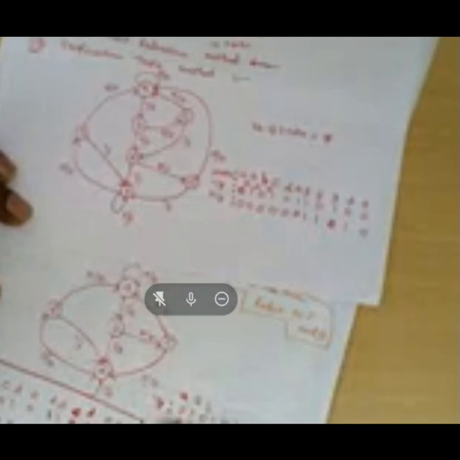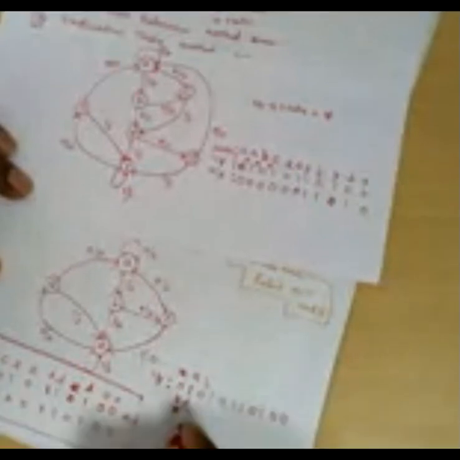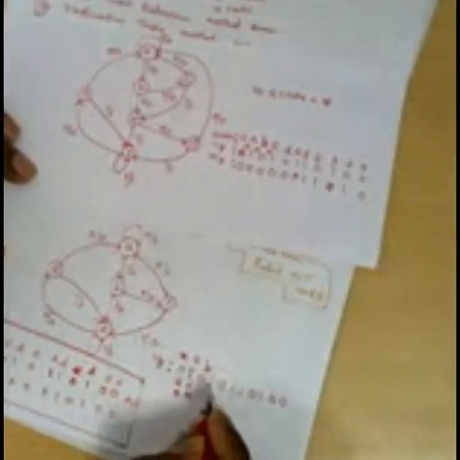You take this as your initial state. A is coming now. Output is 0. Go to A. When you are in A, 1 is coming. Output is 0. You are going to B. When you are in B, 0 is coming. Output is 0. You are going to C. In this way, you proceed and tell me.